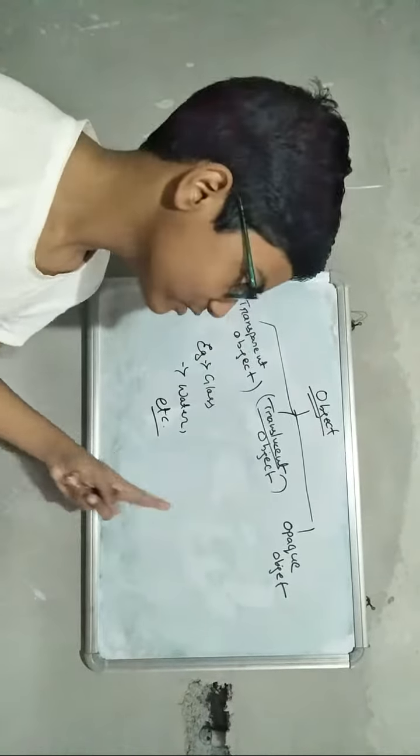Opaque object, for example: in our surroundings, most of the things that are present are opaque objects only. If I give table, chair, book, etc., these all are opaque objects.